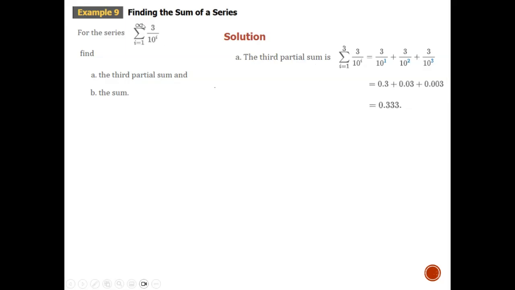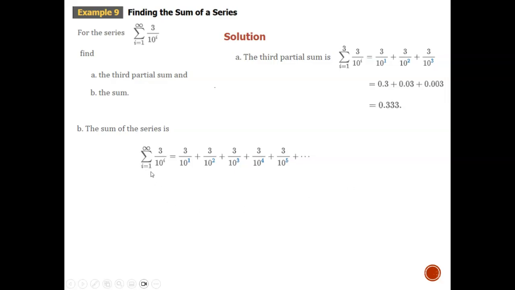So yes, it was up to infinity when it was presented, but to find the third partial sum is to only find it with 3 terms. If it was the fourth sum, I would only find it up until the first 4 terms and so on, right? But let's look at B. It says to find the sum as it is presented, and that means it goes to infinity, okay? So this is what we get.